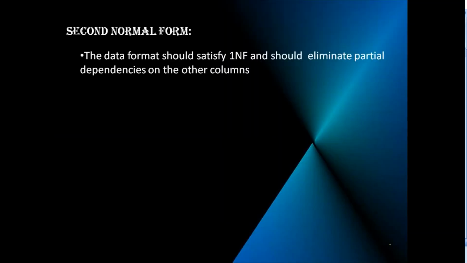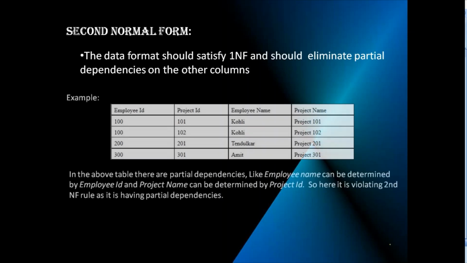Second normal form. In second normal form the data format should satisfy 1NF and should eliminate partial dependencies on the other columns. In the table we have employee ID, project ID, employee name, project name. The data in the table has partial dependencies, like employee name can be determined by employee ID and project name can be determined by project ID, so here it is violating the second NF rule as it is having partial dependencies.